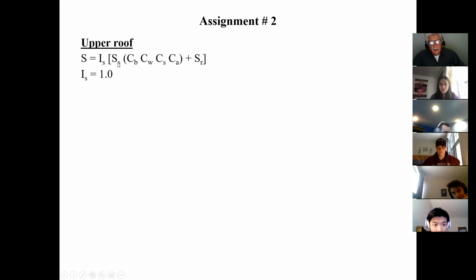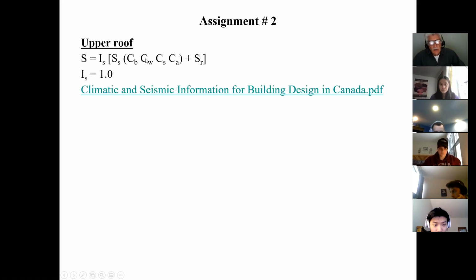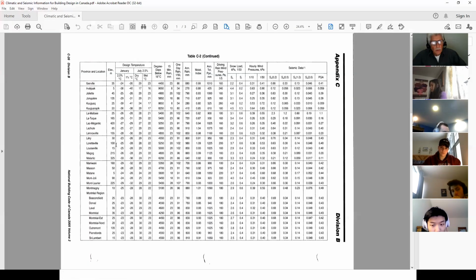Now, the SS and the SR are given to you in the climate and seismic information data, and I find this in the National Building Code. So if we go there, I think I only gave you 3 pages, but if you ever buy the code, you will have them from British Columbia all the way to Newfoundland, and you'll have all the major cities in each province, just like you see here in Quebec. So we said it was Montjoly.